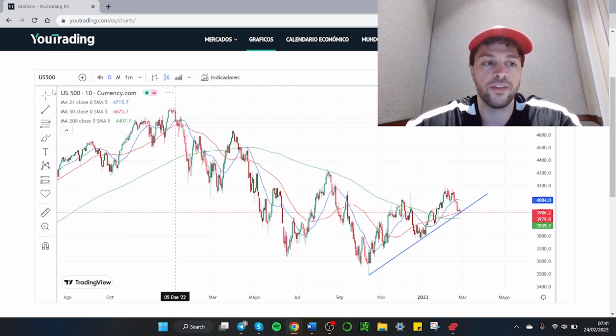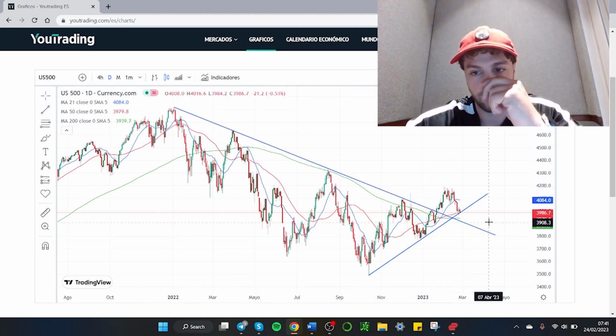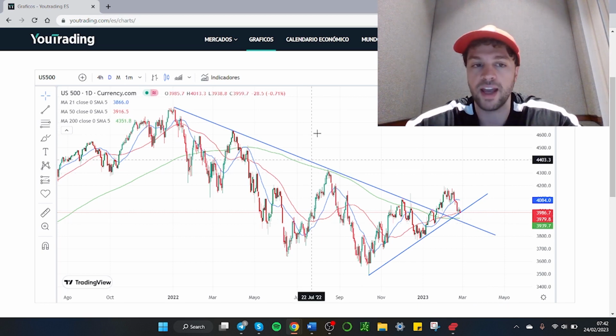Although it is worth noting that there is this downtrend from 2022, which could come in and start giving support in the 3,900 area.